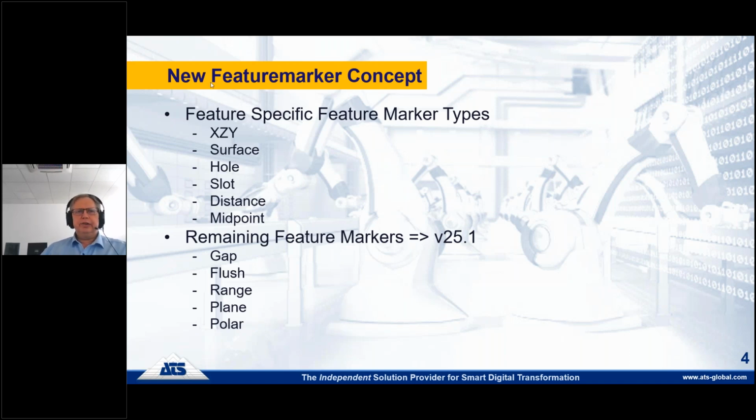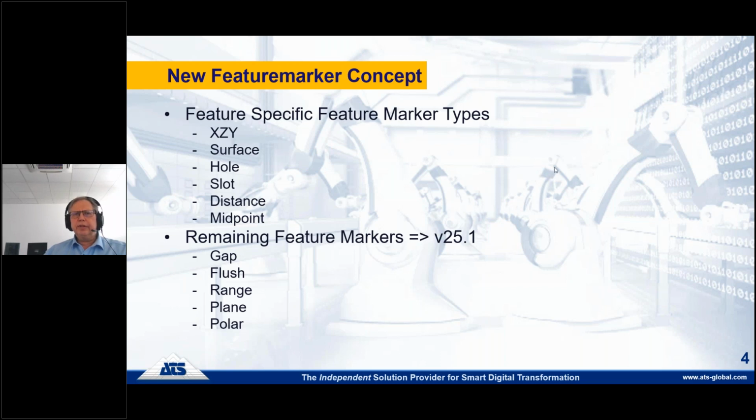Together with that change, a new feature marker concept is introduced. So we do have feature-specific marker types for X, Y, Z, for surface, for hole, slot, distance, and midpoint. A few feature markers are not included yet: gap, flush, range, plane, and polar. They will come later this year with version 25.1. They are under development, but still need a couple of tests.